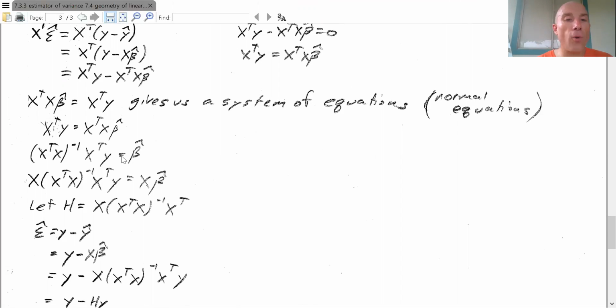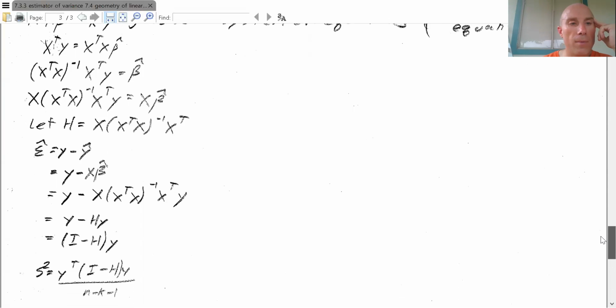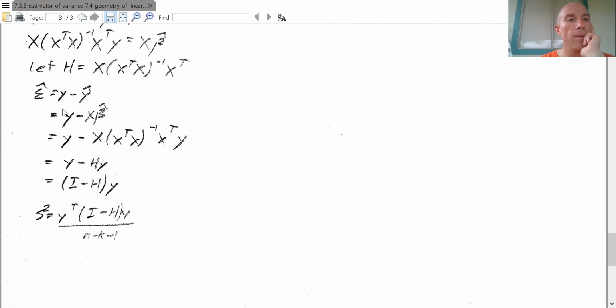Now, if this is beta hat, could I multiply both sides by x? Yeah, sure, why not? Let's do that. If I take x times x transpose x inverse times x transpose times y, that's equal to x times beta hat. Just for simplicity, let's say that h is this x times x transpose x inverse x transpose. I'm kind of getting ahead of myself.